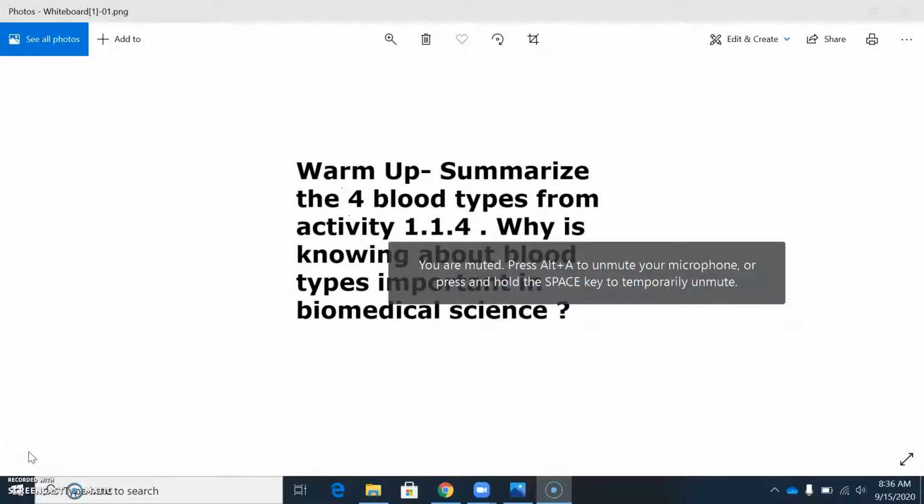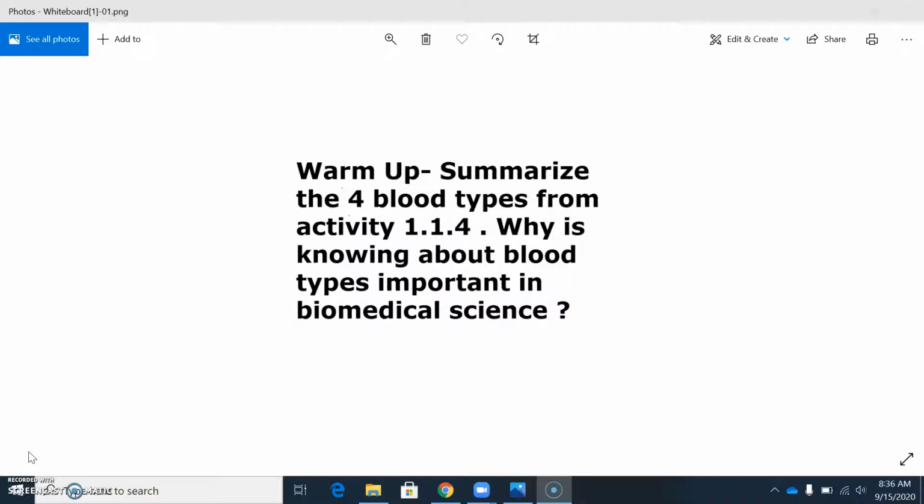Your warm-up is to summarize the 4 blood types from activity 114 and why knowing about blood types is important in biomedical science. So again, summarize the 4 blood types from activity 114 and then why knowing about blood types is important in biomedical science.